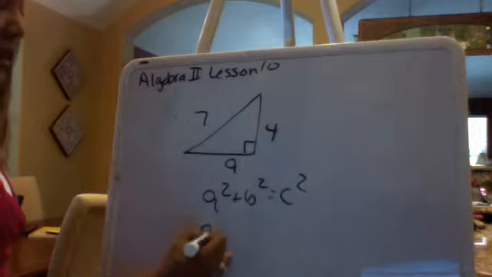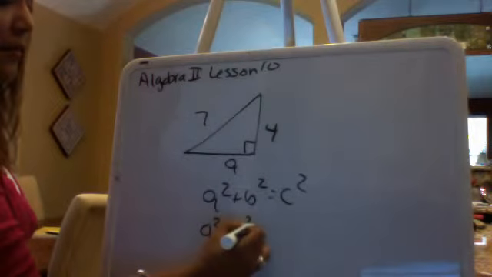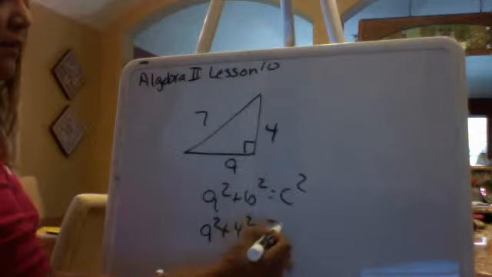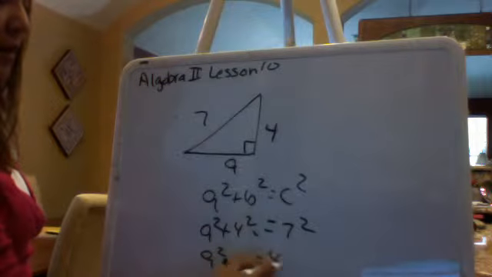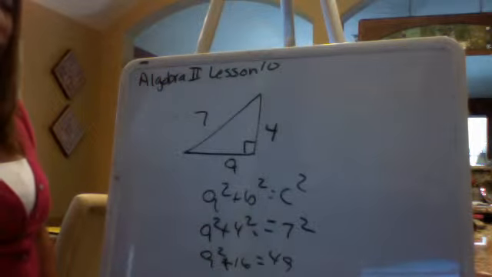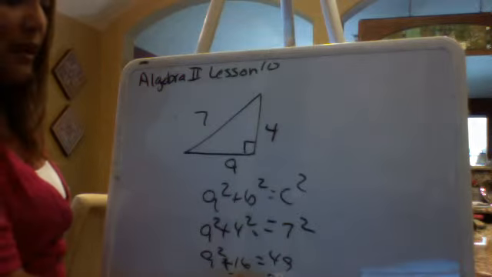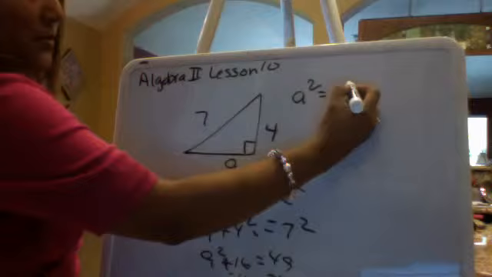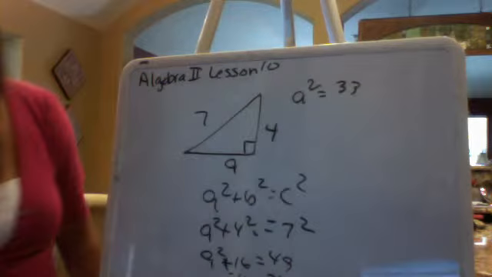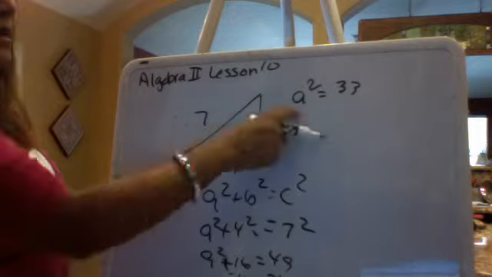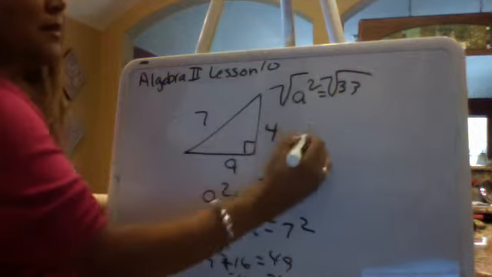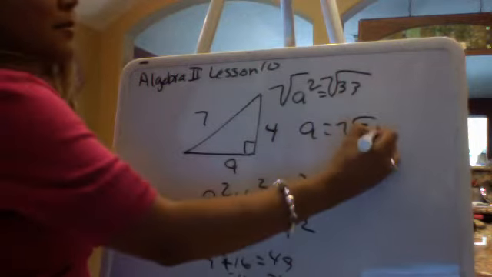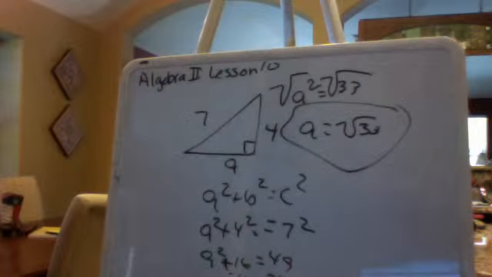So I'm going to say a squared, keep it a, plus 4 squared is equal to, what is 7 squared? 7 squared. Now I simply do a squared plus 16 equals 49. I'm just using algebra to solve for this. Now I'm going to subtract 16 from both sides, and we're left with a squared equals 33. But I need to find a. I don't want a squared, so how do I do that? I simply take the square root. What I do to one side, I do to the other side. So a is simply the square root of 33. That is side A. And that is how we use the Pythagorean theorem.